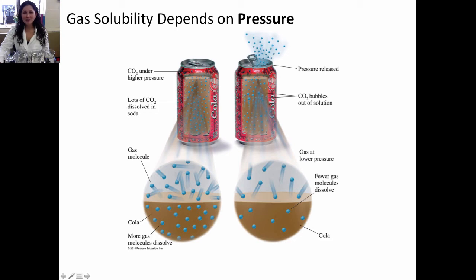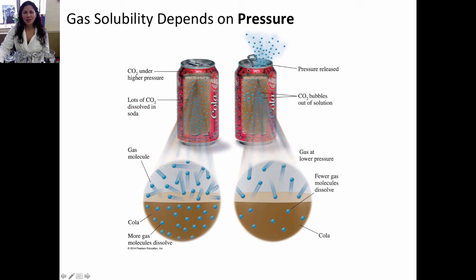In order to carbonate soda, it has to be sealed under pressure. So in a soda can, before you open it, there's a lot of CO2 pressure above the liquid in the can, and that forces the gas molecules to be soluble in the liquid. The higher the pressure of a gas above a liquid, the more soluble that gas is in the liquid. The higher the pressure of a gas, the more gas is actually there, and so you're pushing the gas molecules into the soda in that case.